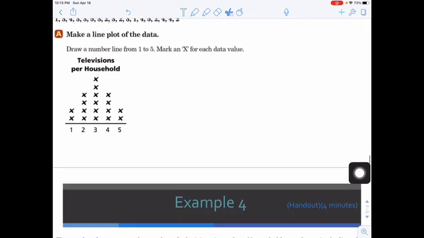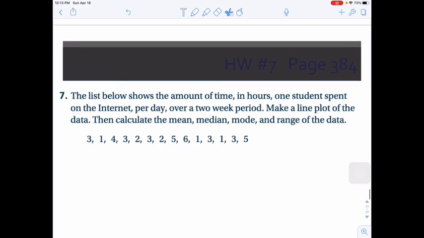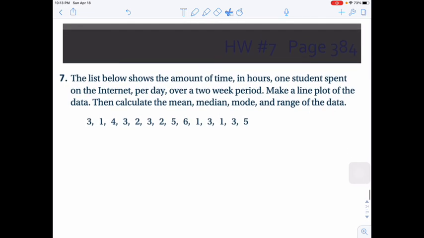The work for this problem is written out on the next few slides. And now I would like you to try number 7 on page 384. The list below shows the amount of time in hours one student spent on the internet per day over a 2-week period. Make a line plot of the data, then calculate the mean, median, mode, and range of the data.